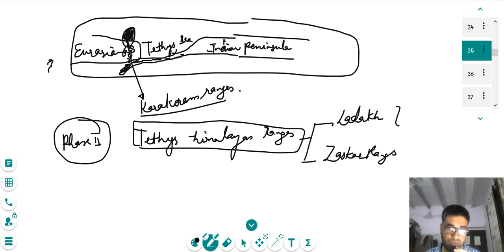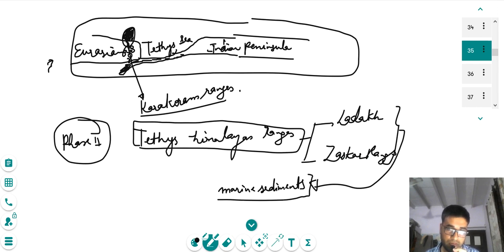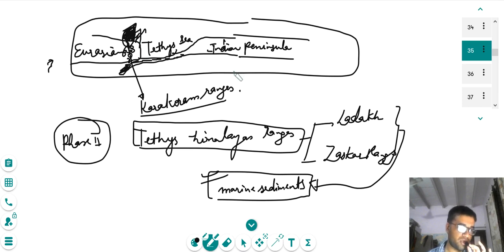You will see that both of these ranges have marine sediments in their rocks. So this was the second phase, the Tethyan Himalayan ranges formation. Next to the Karakoram ranges, after the subduction of the Tethys Sea, there was the formation of the Zaskar Himalayas and the Ladakh ranges.